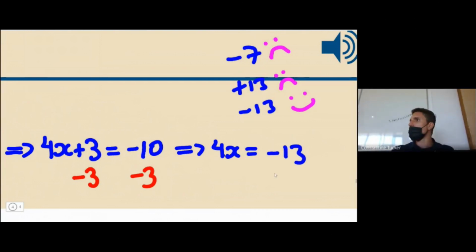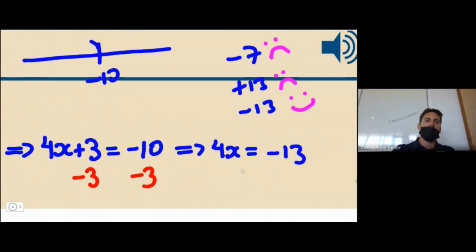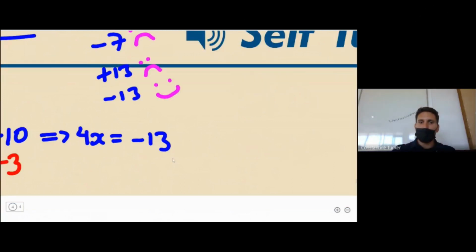Why? Because when you're at minus 10 and you take away another 3, you get to minus 13. Imagine you're at minus 10 and you go 3 places to the left. That would be minus 13. So this is what minus 3 means. It means moving 3 places to the left. In any case, we got 4x is minus 13.